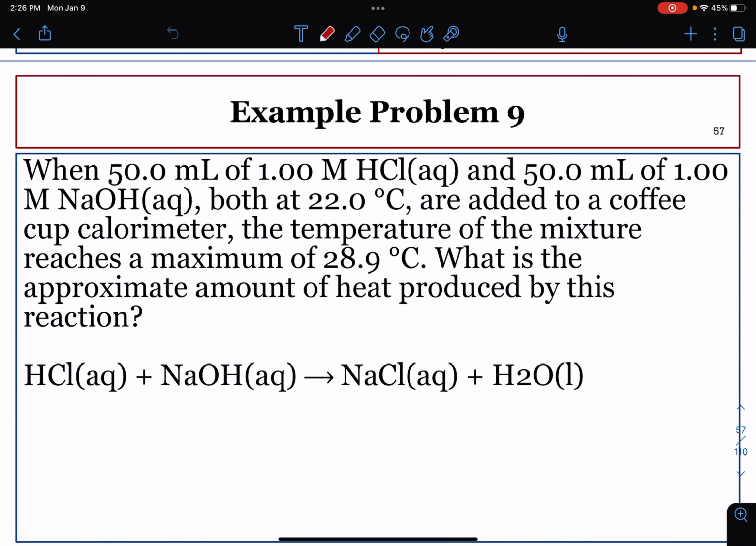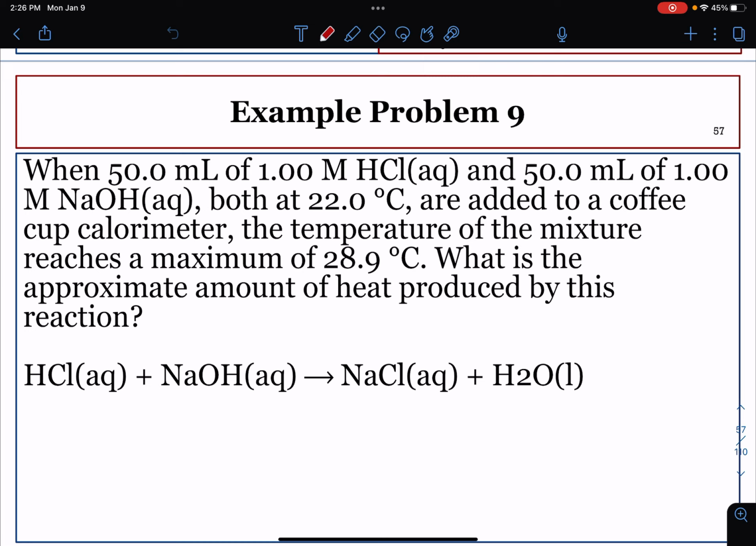Here's our first example. When 50 milliliters of 1 molarity HCl, or hydrochloric acid solution, and 50 milliliters of a 1 molarity NaOH, or sodium hydroxide solution, both at 22 degrees Celsius, are added to a coffee cup calorimeter, the temperature of the mixture reaches a maximum of 28.9 degrees Celsius. What is the approximate amount of heat produced by this reaction?